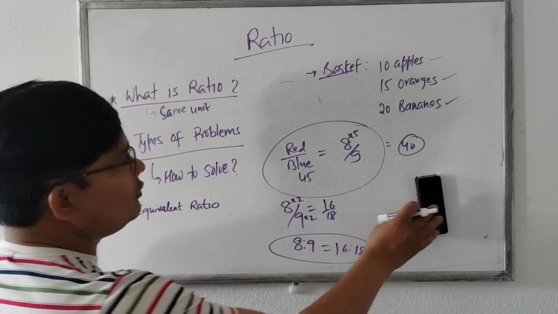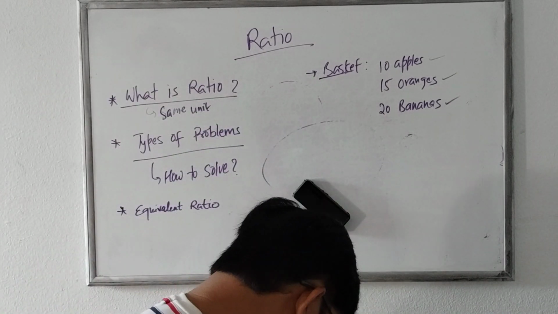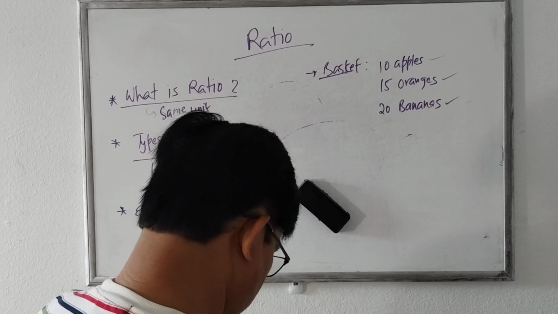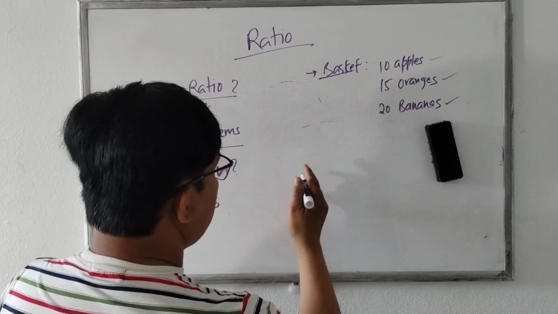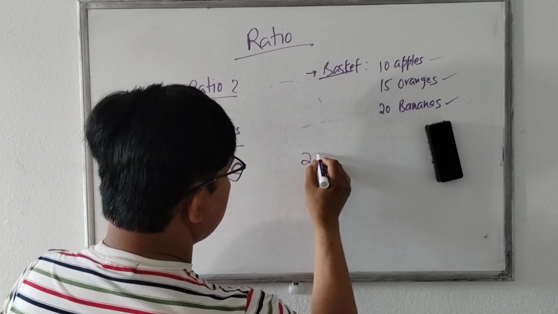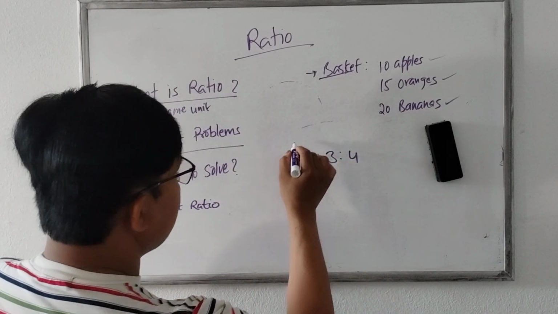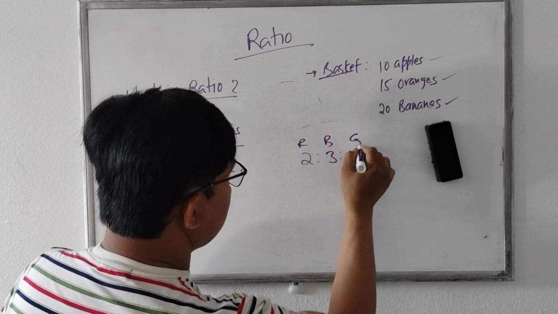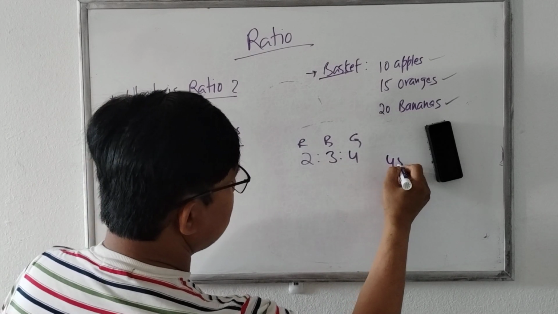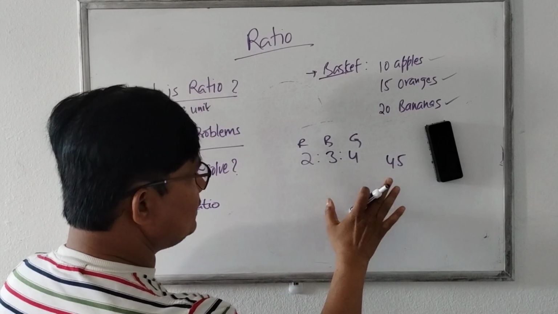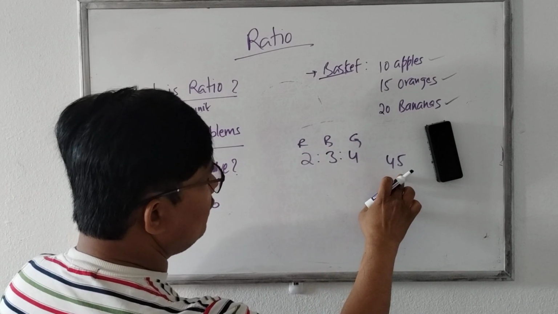So let's go through one more example. In a bag there are marbles. Its ratio is 2 to 3 to 4, for red marbles, blue marbles, and green marbles, and the total quantity is 45. Okay, nothing else is given. You have the ratio of red to blue to green and the total quantity of marbles.